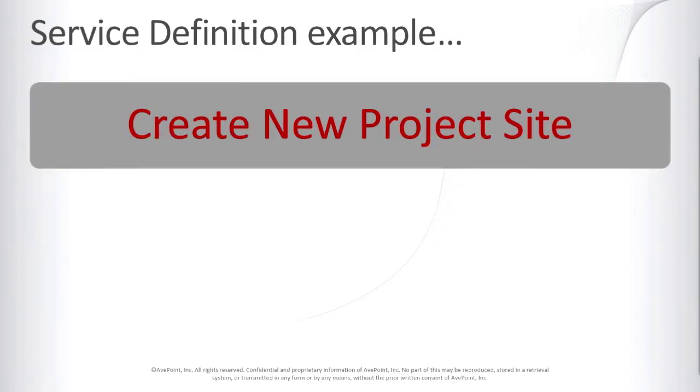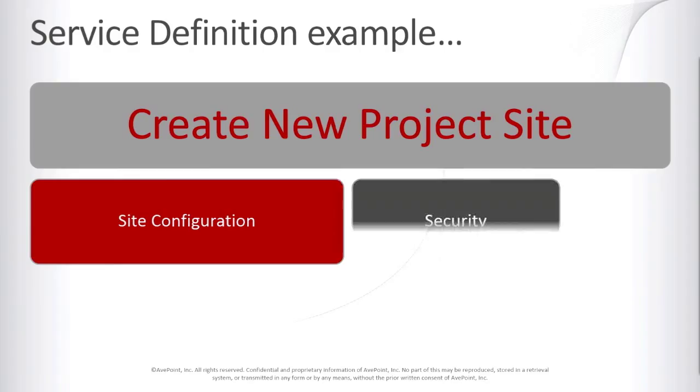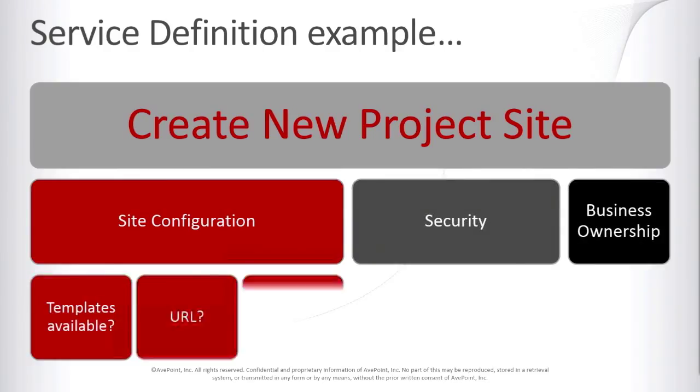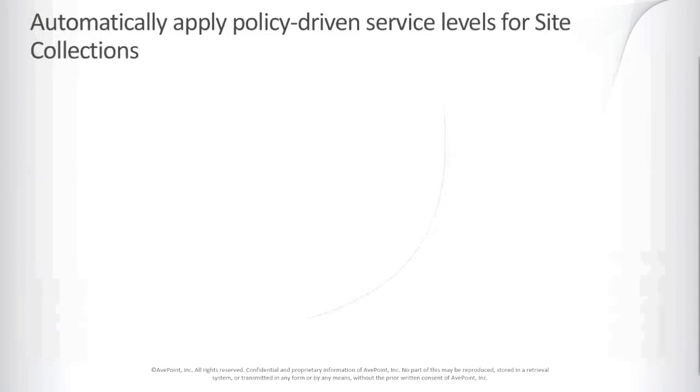So let's take, for example, a new project site. In there, we're going to include site configuration information. We're going to include security information. Who owns it? Are there templates? What kind of navigation does it need? And we get very granular with this. We can pack in all of those policy statements into it. So this is the first side of this. This is kind of like a cube if you think about it.